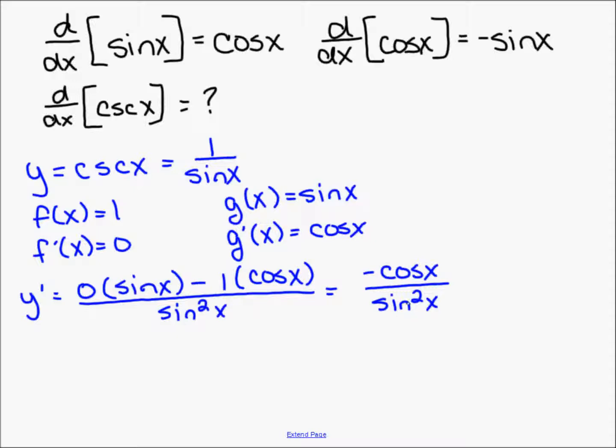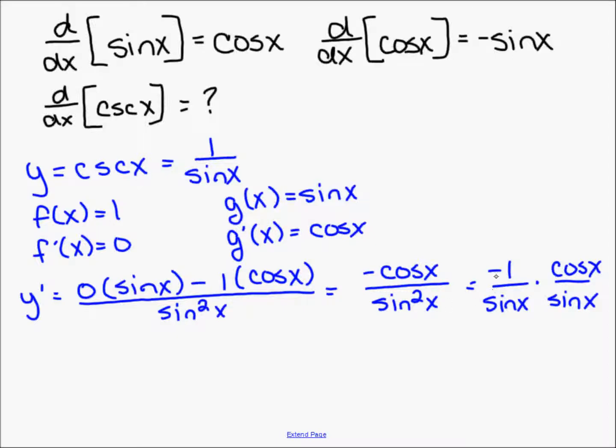Now I'm going to take my fraction and split it, because remember, when you multiply two fractions together, I can take this and split it as negative 1 over sine x times cosine x over sine x. Notice if I multiply these together, I get back to where I was. So negative 1 times cosine x is negative cosine x, and sine x times sine x is sine squared x.